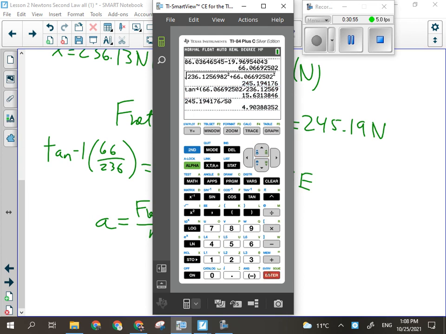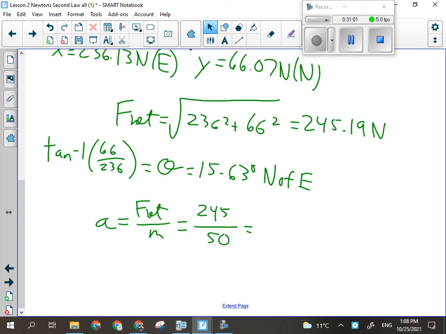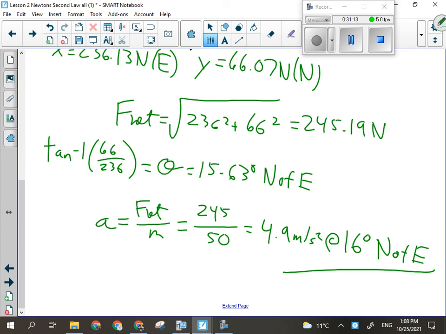Okay, so our acceleration is going to be, I think we only have two significant digits there, so 4.9 meters per second squared at 16 degrees north of east. And obviously you could have 74 degrees east of north if you drew the triangle the other way.